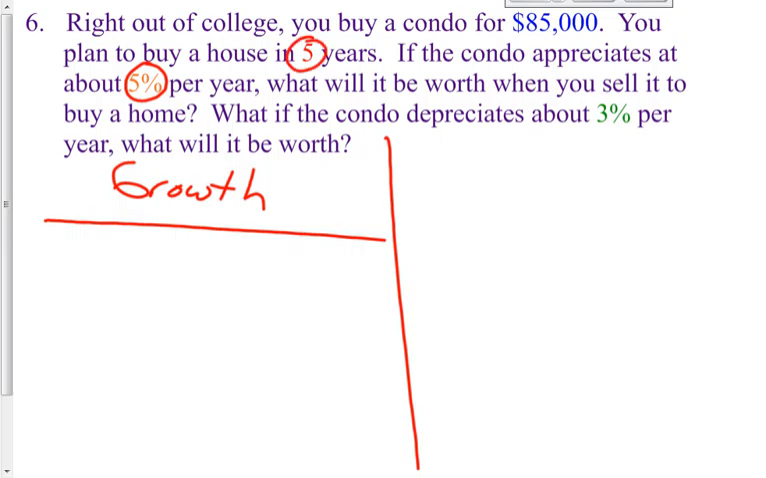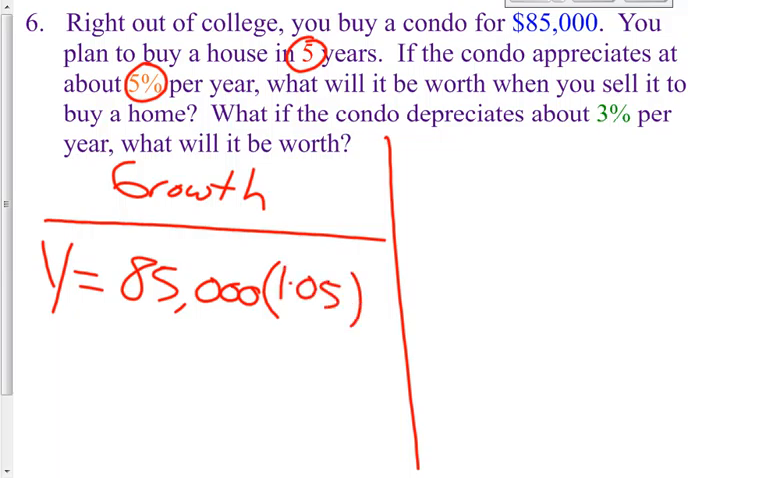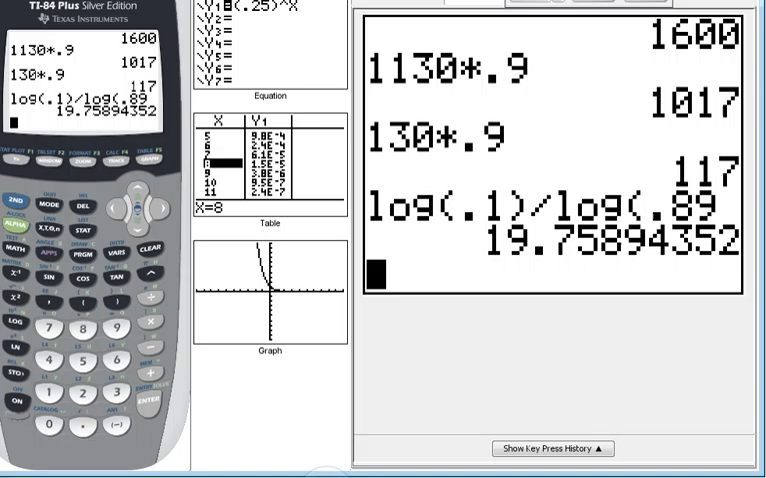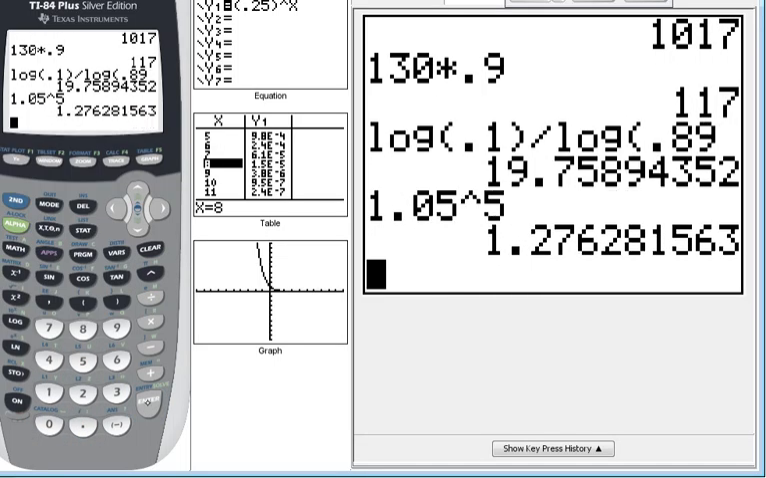In 5 years. So you want to find Y when the initial amount of your condo is 85 grand and your rate of increase is 5%, so 1.05 raised to the t, which is 5 years. So if you bought it for 85 grand, how much can you sell it for 5 years later? This is going to be interesting. 1.05, raise it to the 5th. That number times 85,000.